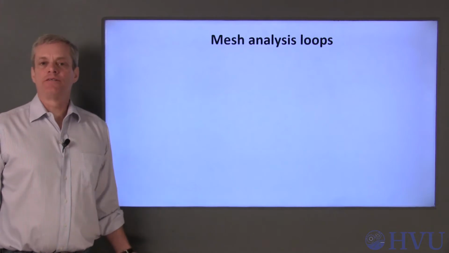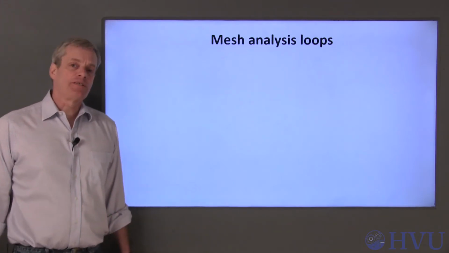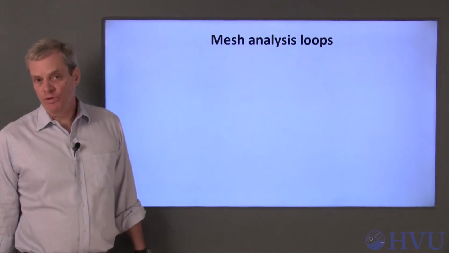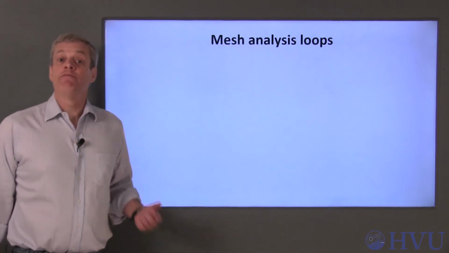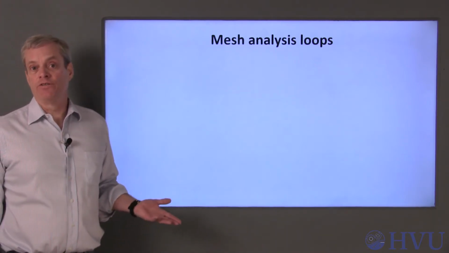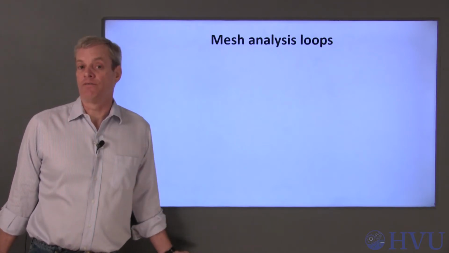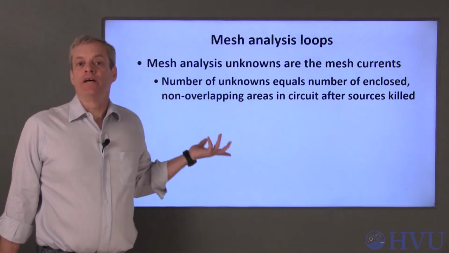Finally, I'll summarize the choice of mesh and constrained loops for mesh analysis. This process corresponds to the process of choosing independent and dependent voltages in nodal analysis, and has the same level of importance. If you don't choose your mesh and constrained loops appropriately, any equations you write to describe the circuit will be incorrect. The unknown variables in mesh analysis are the mesh currents.